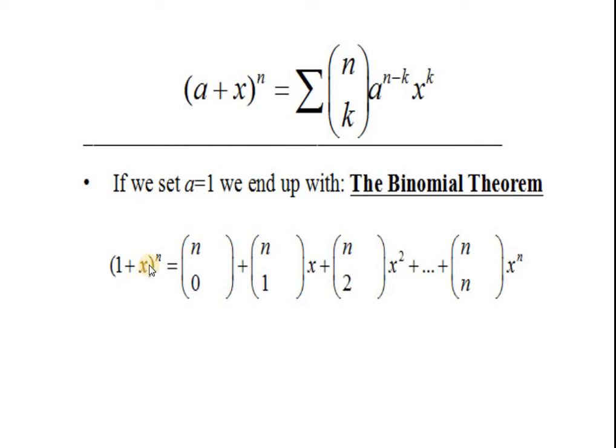Then we can write this binomial series as (1 plus x) power n is equal to nC0, a is equal to 1, x power 0. If you take k is equal to 0, so 1 power n, x power 0, so we will get nC0. Similarly, putting k is equal to 1, we will get this one. Putting k is equal to 2, we will get this one, and this is the last one. Putting k is equal to n, this will be the last one. So this is a binomial series. This is another form of the binomial series.